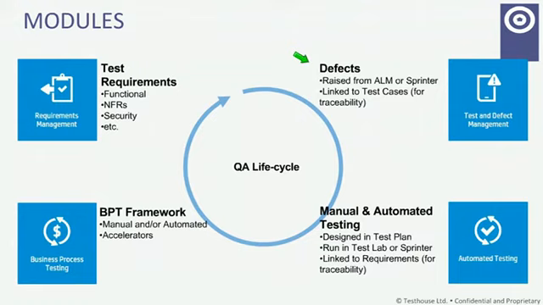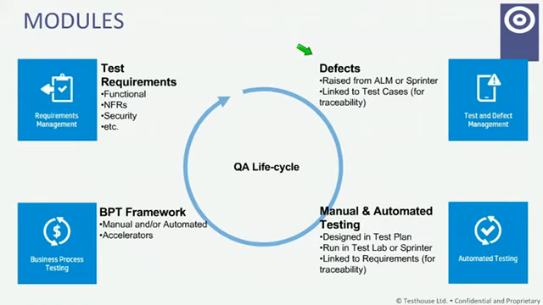What is interesting with ALM is you have end-to-end traceability. Once you create requirements, you can move on to creating test cases. Those test cases can be manual or automated. You link those requirements to the test cases. You then execute those test cases, and if you find issues, you can raise defects. Those defects will be linked to those test cases. So you have end-to-end traceability, and you can know which defect relates to which requirement.